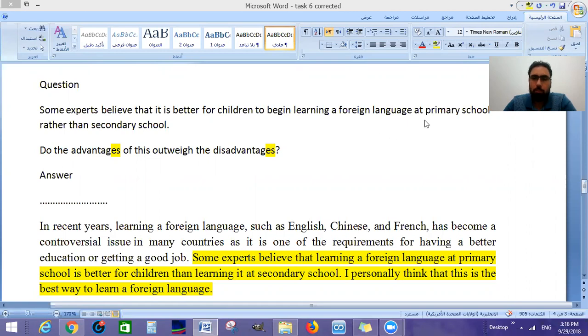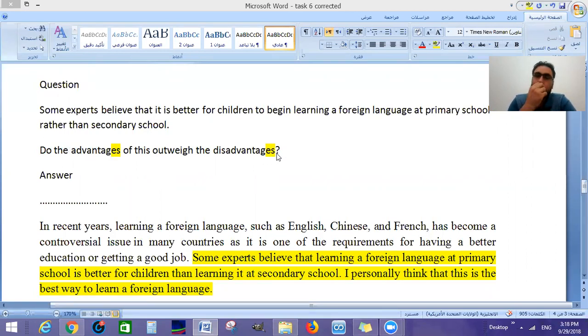So it's about the benefits of studying a foreign language at primary school rather than delaying it until secondary school. So then we have the question here, which says, do the advantages, plural, outweigh the disadvantages?